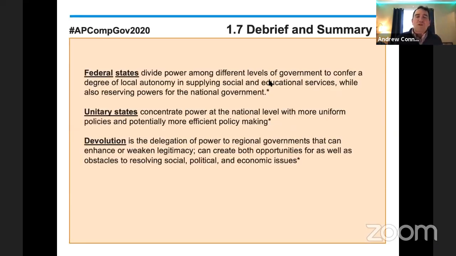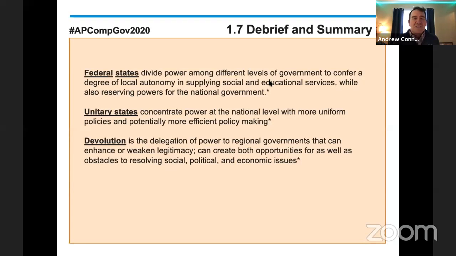So today we've looked at the topics of federal states and unitary states. We have noted that we have examples of federal states, including Nigeria, Mexico, and Russia. And we have examples of unitary states from our three other countries in AP Comparative Government, and that is Iran, China, and the United Kingdom.